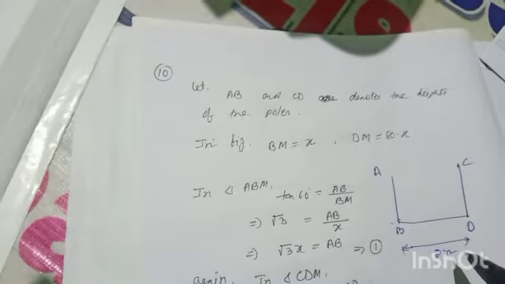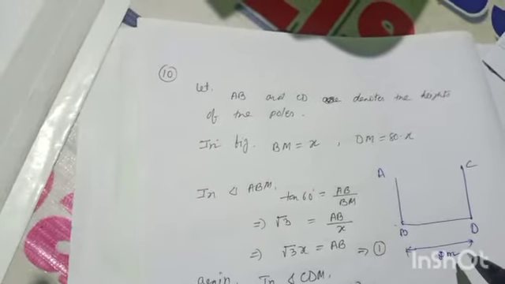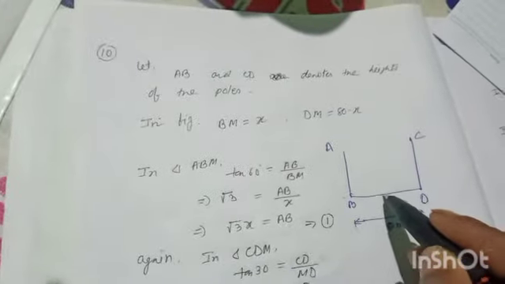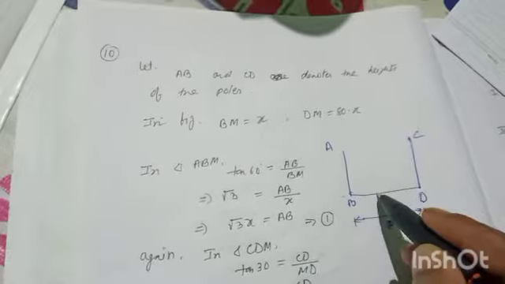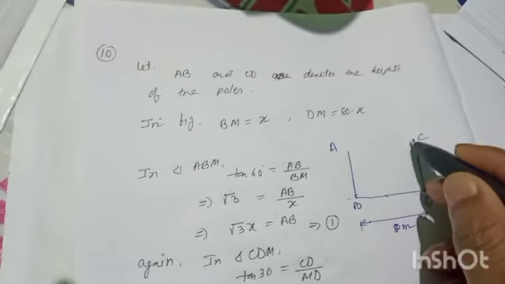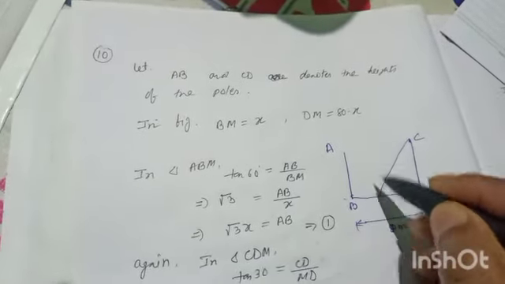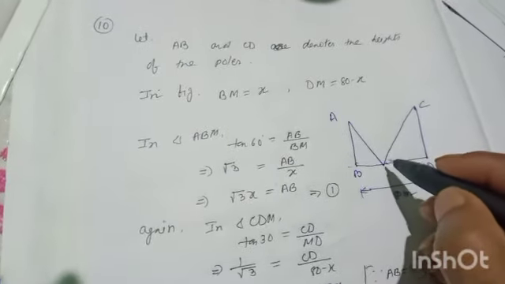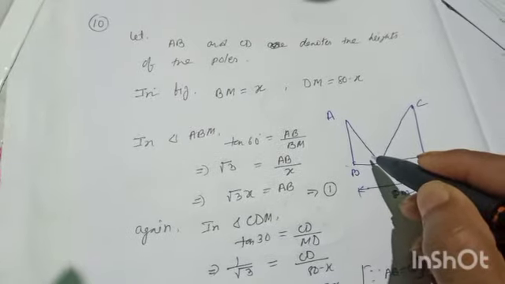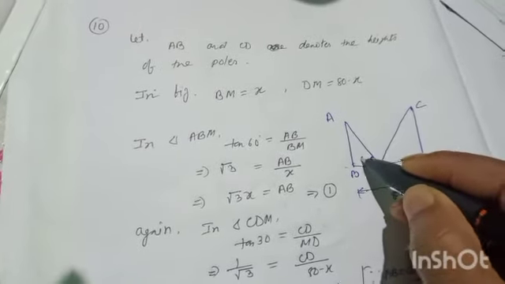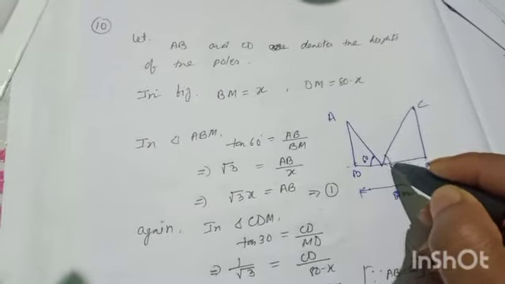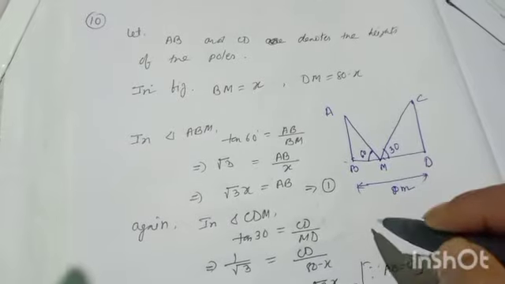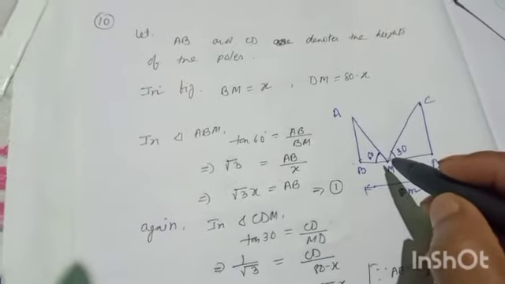From a point between them on the road, the angles of elevation of the top of the poles are 60 degree and 30 degree. From a point between means on BD. It is not given that it is the midpoint. Between means anywhere, suppose from here. The angle of elevation to the tops of the two poles, suppose one I am taking 60 degree and another I am taking 30 degree. Suppose this point is M. All of you understood?